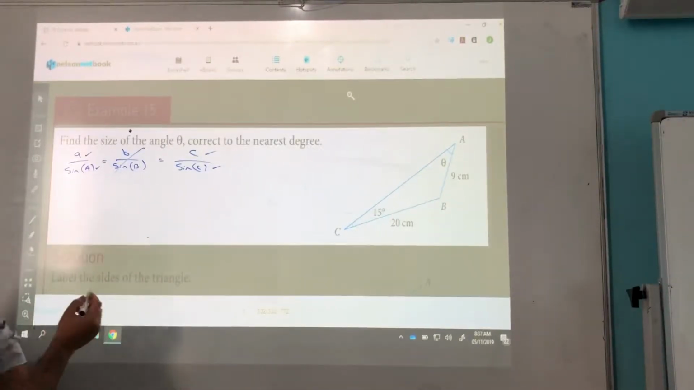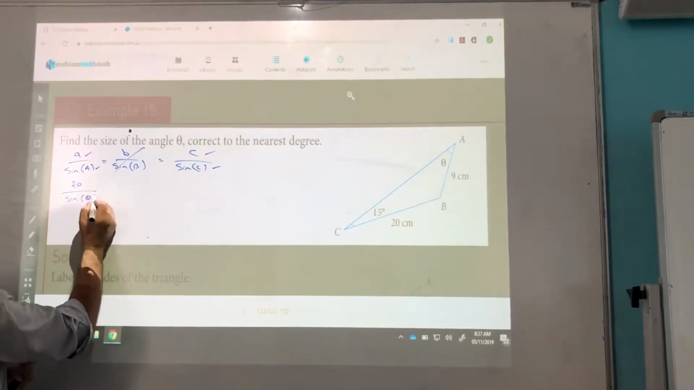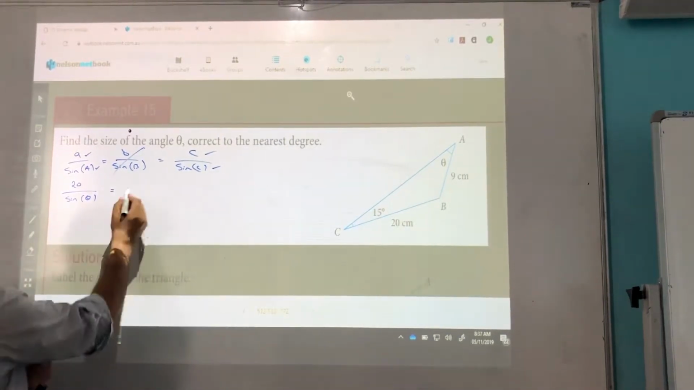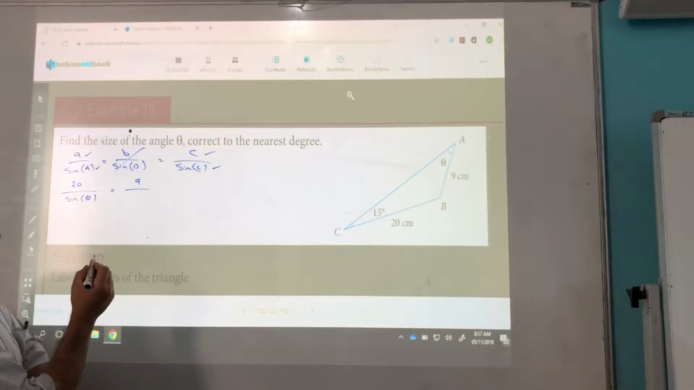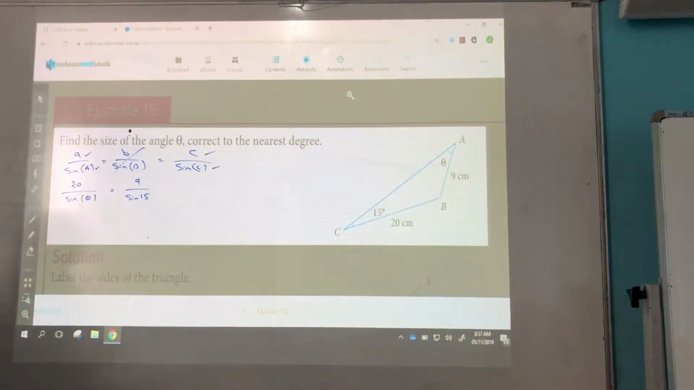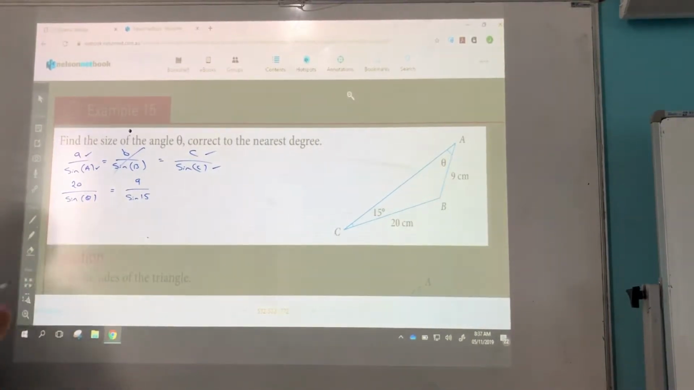So a there is 20, over sine of theta, equals c, which is 9, over sine of 15. And now we need to solve for theta. We're pretty used to this. To do it, we need to make sine theta the subject of these equations. That's a bit tricky because it's on the denominator, but we can do it.